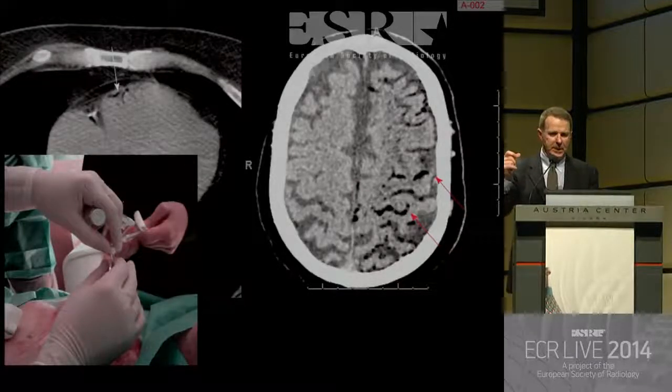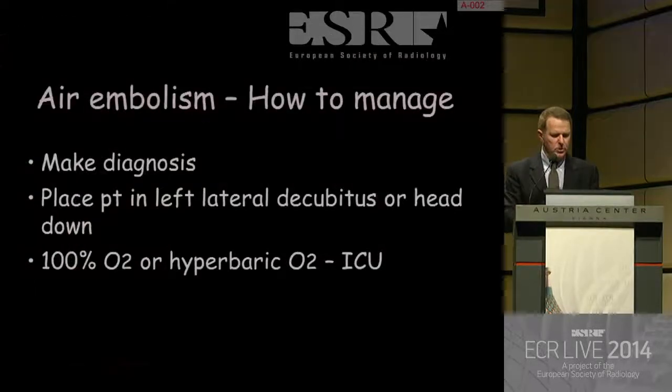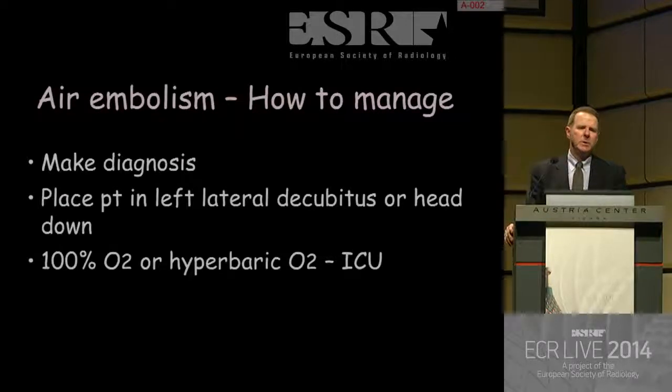remember, cap your needle. What do you do? Well, first of all, you have to make a diagnosis. If you make a diagnosis, you place the patient in the left lateral decubitus with the head down. You give him 100% oxygen or hyperbaric oxygen, and then you call ICU. Okay? You can have a fatal air embolism. Patient can die of this. Most of the patients resolve with no symptoms or no sequelae, and actually people say that this is underdiagnosed. There are many more air embolisms than we know.